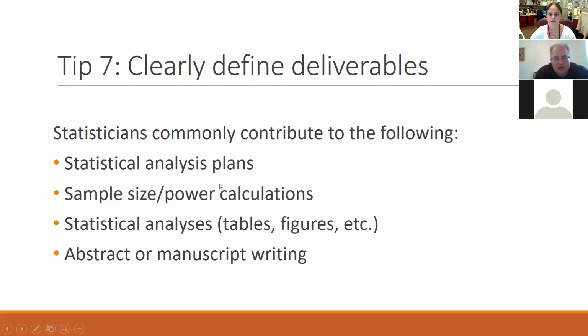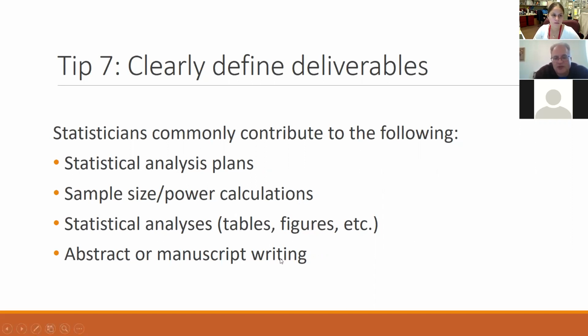Ultimately, if you're carrying out the study and you complete it, the statistician will help analyze the data. What does that mean? They'll be running different types of statistical tests. They'll generate tables, figures, and so forth. And ideally, in the best relationship, they stay with you all the way to the end, where they help with the abstract or the manuscript writing. And typically, the statistician will be a co-author on the paper.